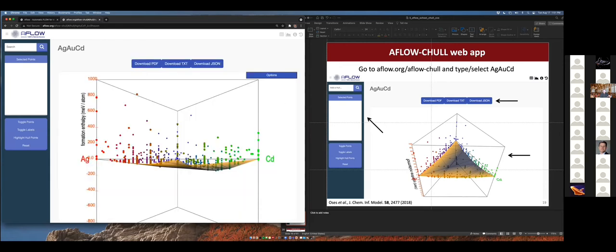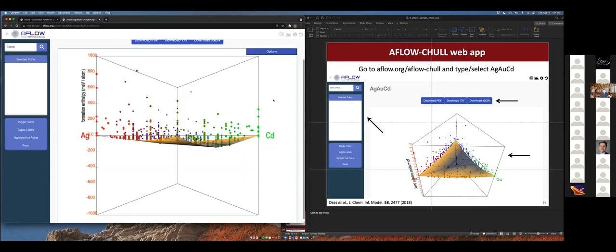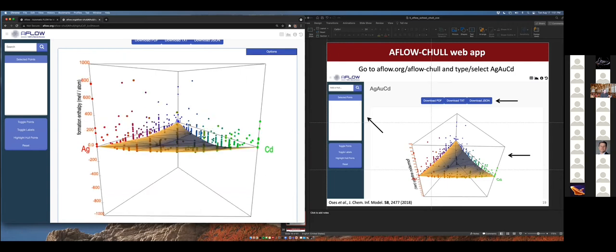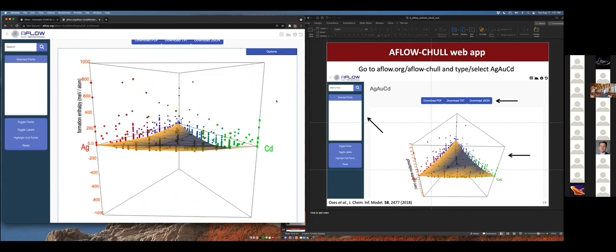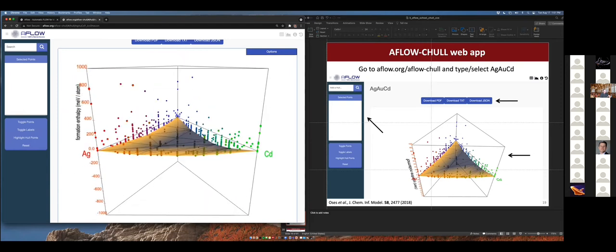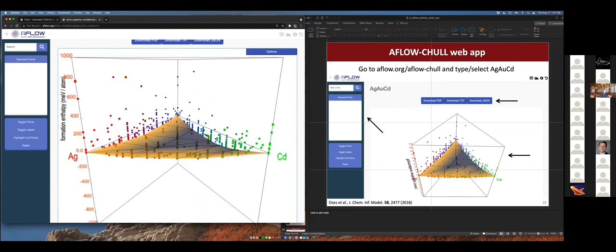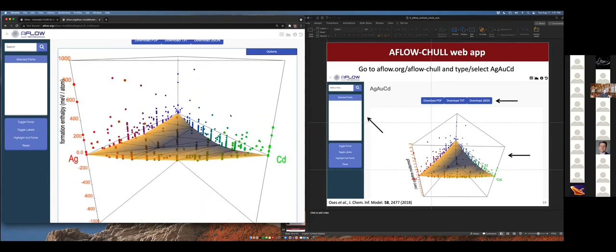If you type that in, you're going to get a visualization like this. And so you can see here how along our XY plane, we have our composition space. So we have pure silver, pure gold, pure cadmium here. And then our Z axis is going to be the energy axis, the formation enthalpy axis. So you can click here and zoom in and analyze what the minimum energy surface looks like.